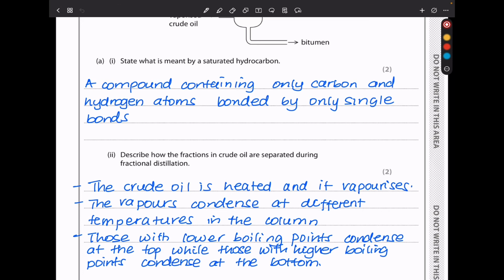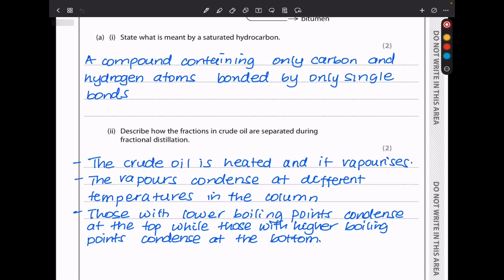Next, they say describe how the fractions in crude oil are separated during fractional distillation. During fractional distillation, the crude oil is going to be heated, it's going to be vaporized, and the vapors are going to condense at different temperatures in the column. Those that have lower boiling points are going to condense at the top or will be collected at the top actually when they are still in gaseous form, while those that have higher boiling points are going to condense a little bit lower in the column where they will be collected.